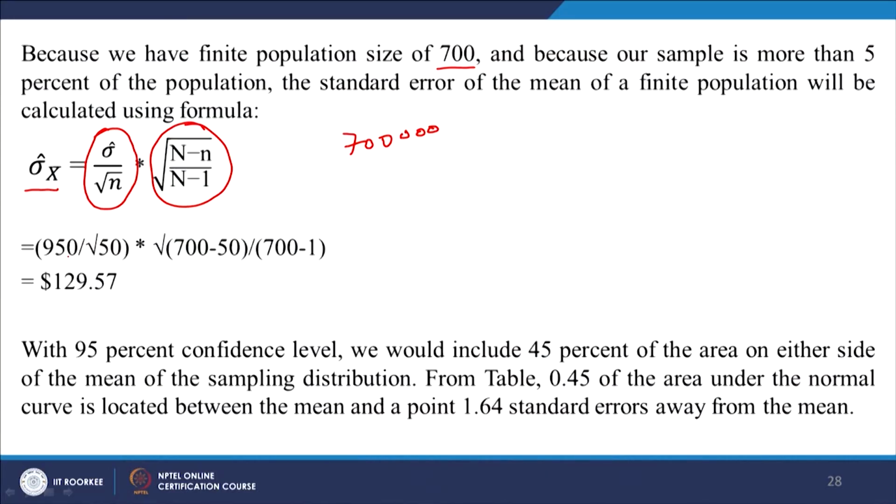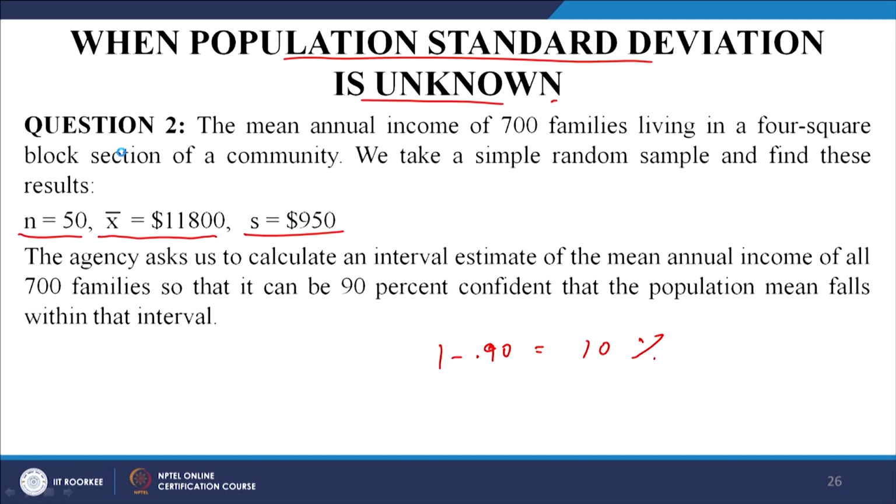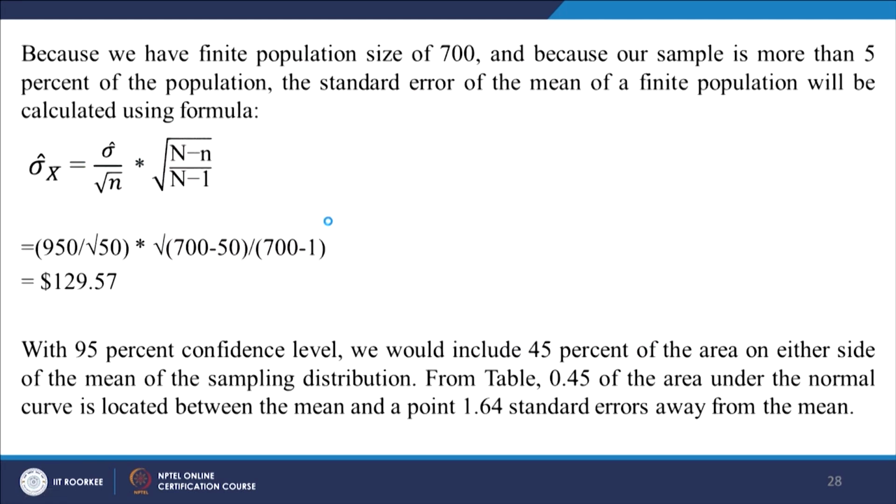So, now let us calculate the sigma x. The sigma x is equal to sigma, which is s, 950, divided by root over n, which is 50, into the root of the population 700 minus sample 50 divided by 700 minus 1. This gives us the standard error of $129.57. So, with 95% confidence level, what is our objective?